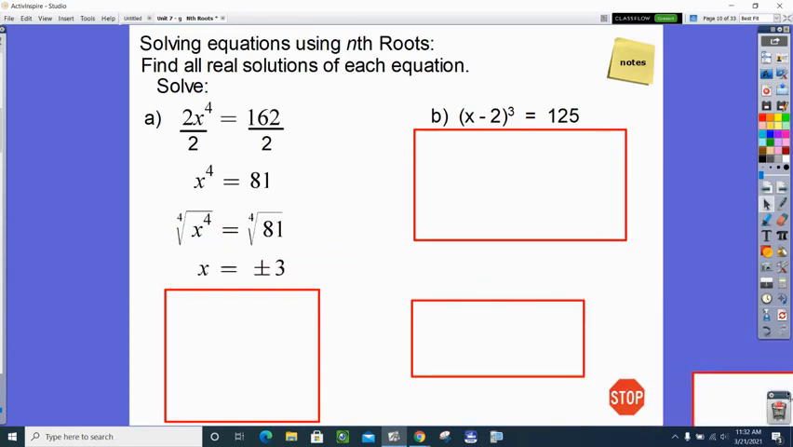And did you think 3? 3 times 3 is 9, times 3 is 27, times 3 is 81. And because this is even and this is positive, the negative 3 works as well.